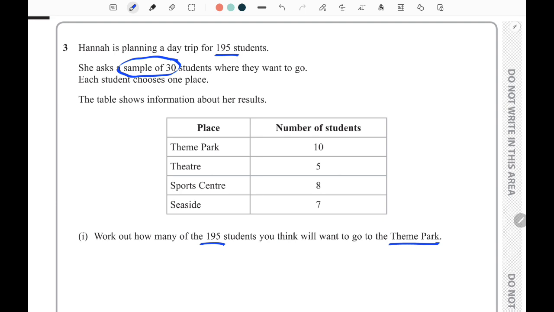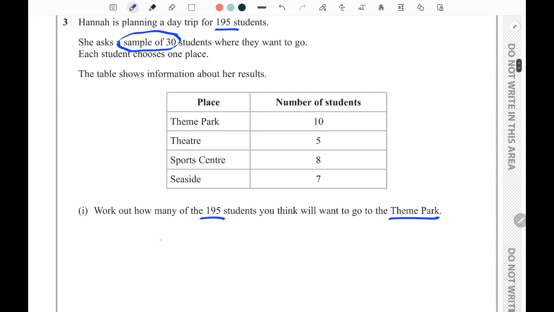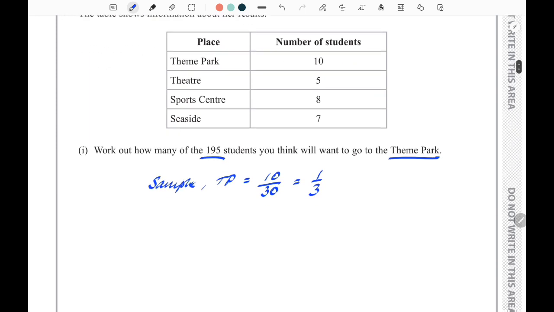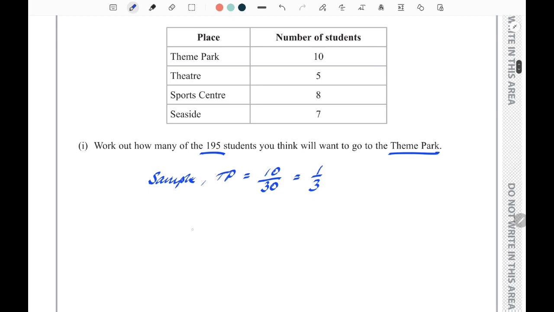What we use here is that the fraction that the theme park represents in the sample will be the same as the whole population. So in the sample, theme park equals 10 over 30. So 1/3 of students want to go to the theme park, right? So we apply the same fraction to the total number 195. Okay, so 1/3 times 195.